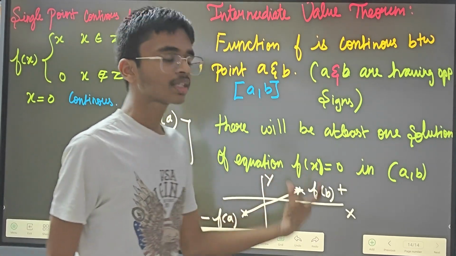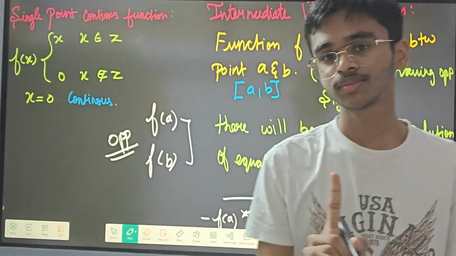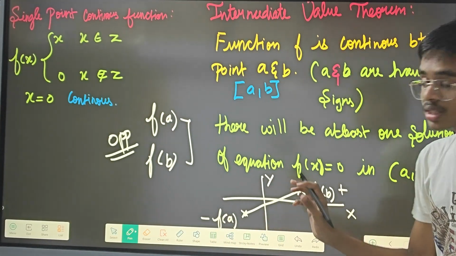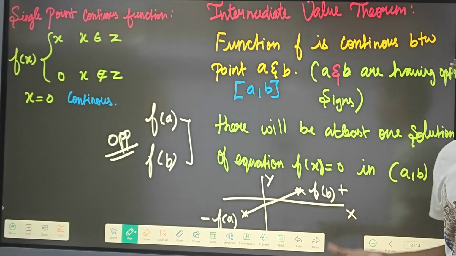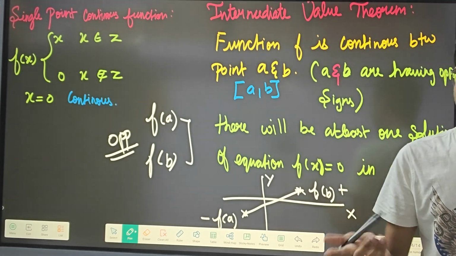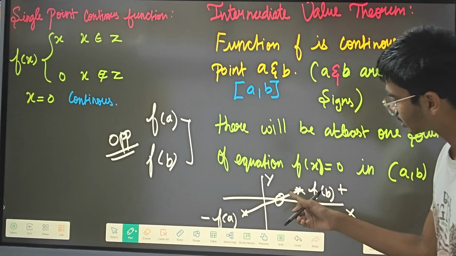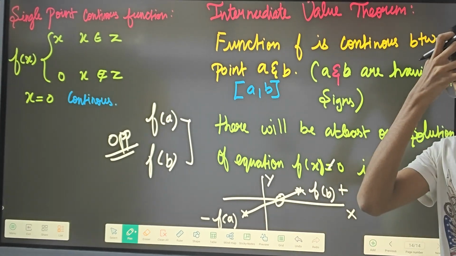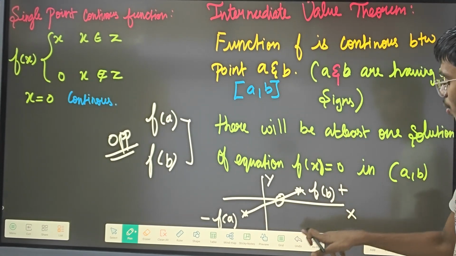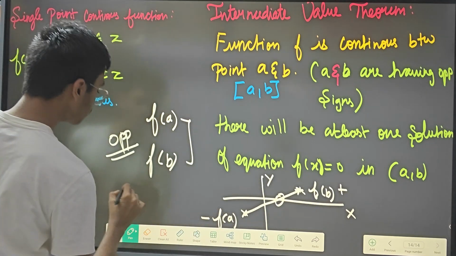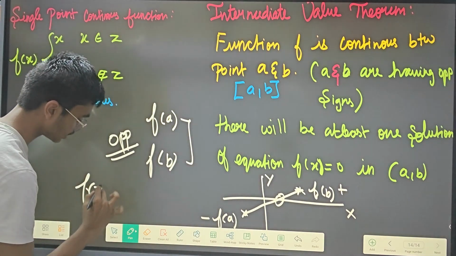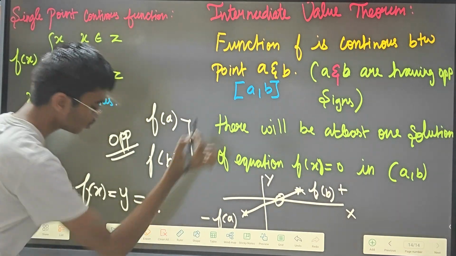Note, this function should be continuous. If it is not continuous, then it can jump at this point, and then it will not be equal to 0. What is f of x? f of x is equal to y, right? So y should be equal to 0.